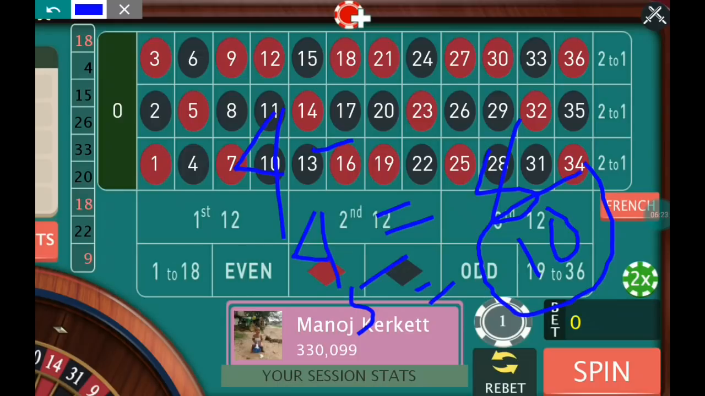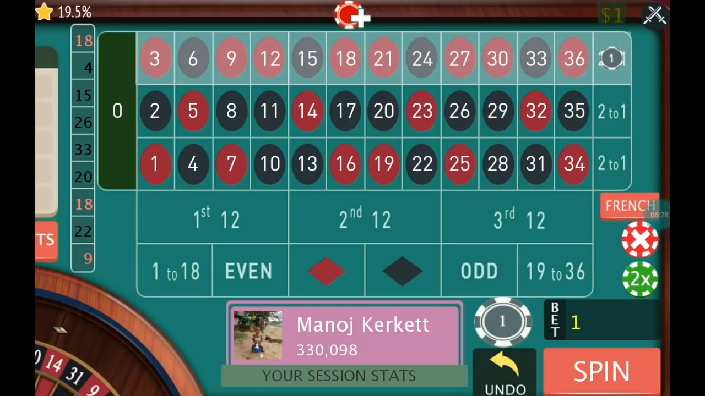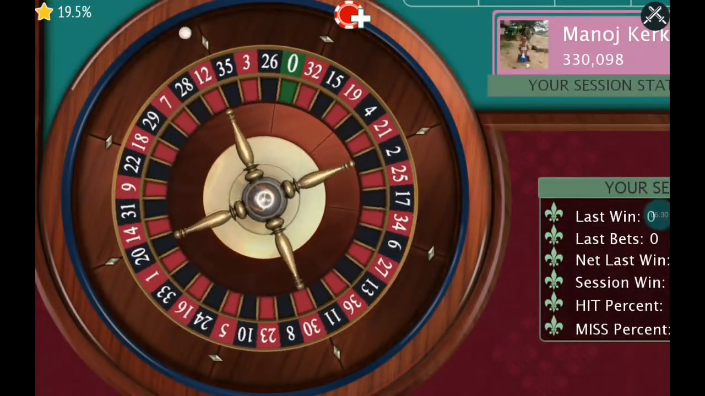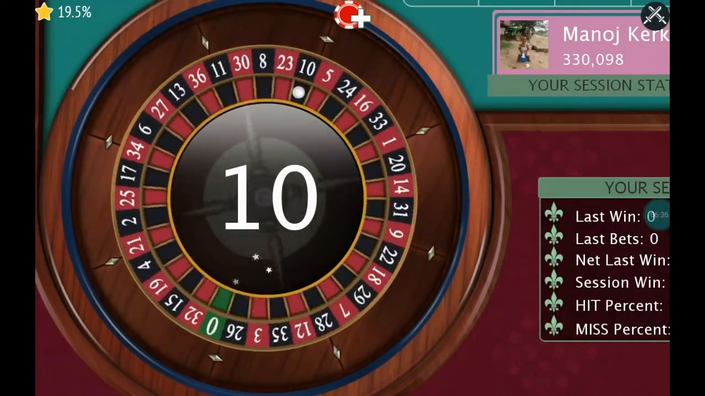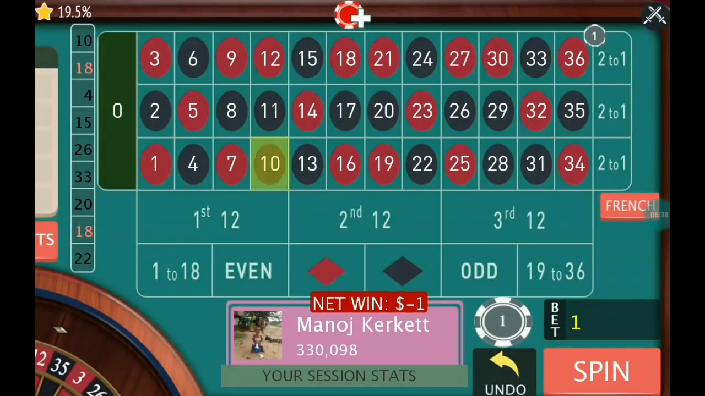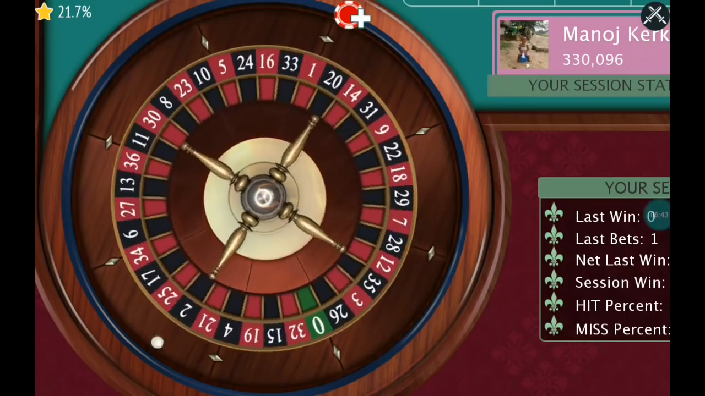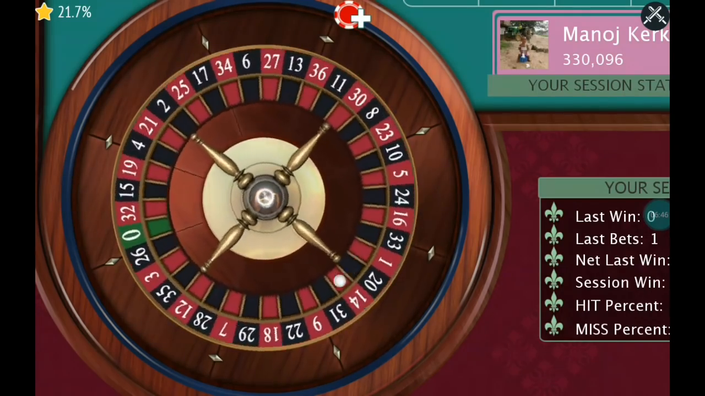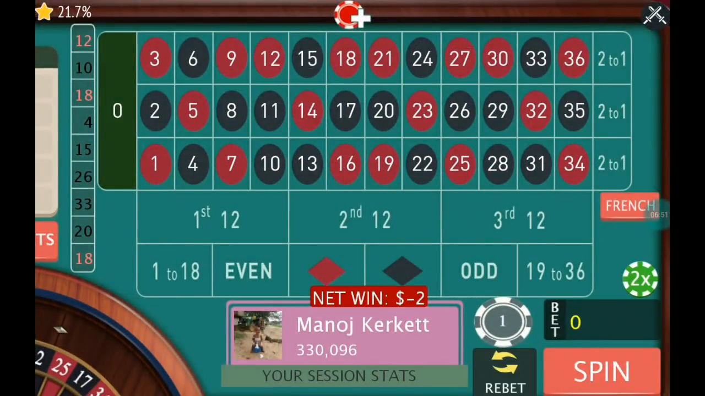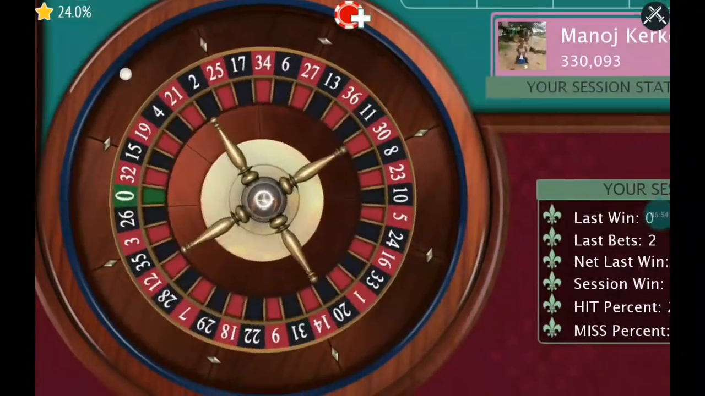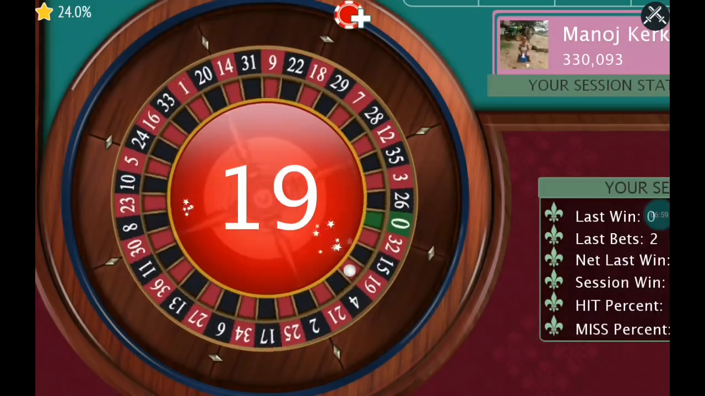So I was at a win in my last spin, so I will put a $1 bet over here and start the game. It's 10 and I lose, so I just put 2 units now and play. It's 12. Again I lose, so now it's time for a 3 unit bet. The place is not important.